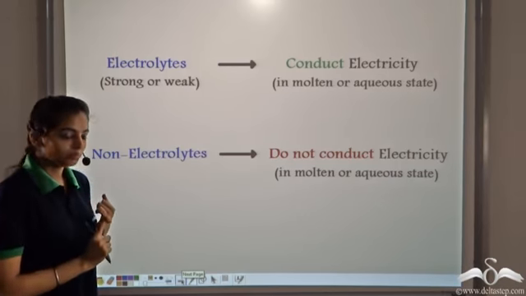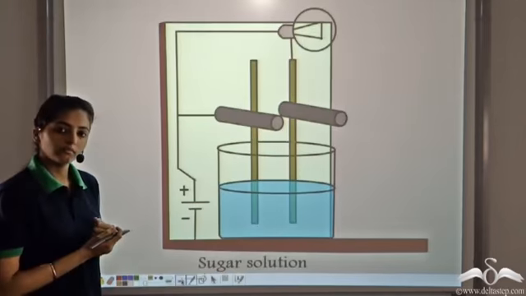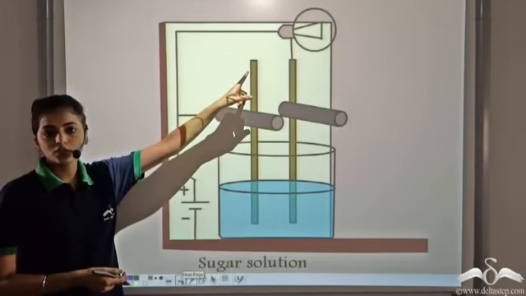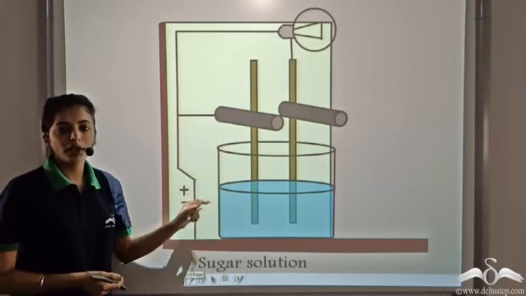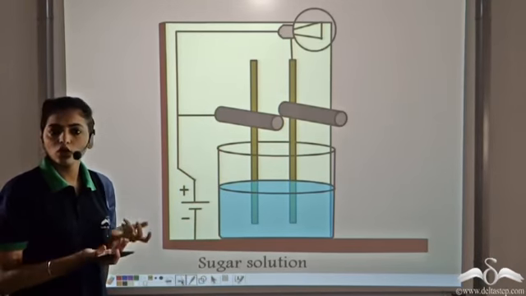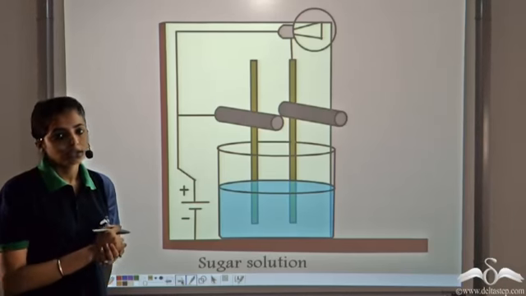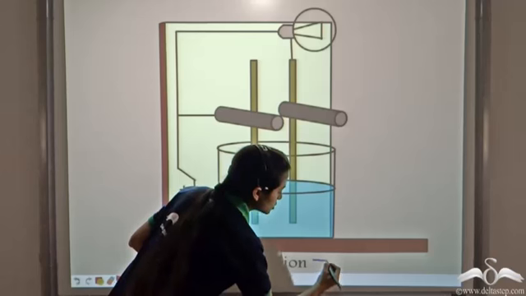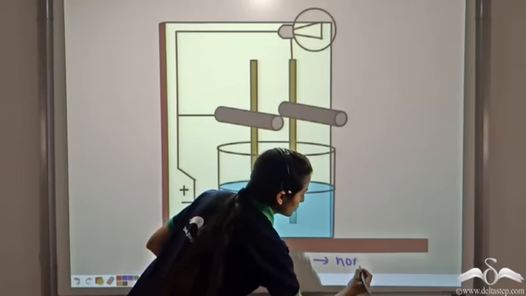So let's take an example. When we use sugar solution, we see that the bulb does not glow. That is, there is no passage of electricity. So is it a strong electrolyte, weak electrolyte, or a non-electrolyte? Since it is not conducting electricity, this means that sugar solution is a non-electrolyte.